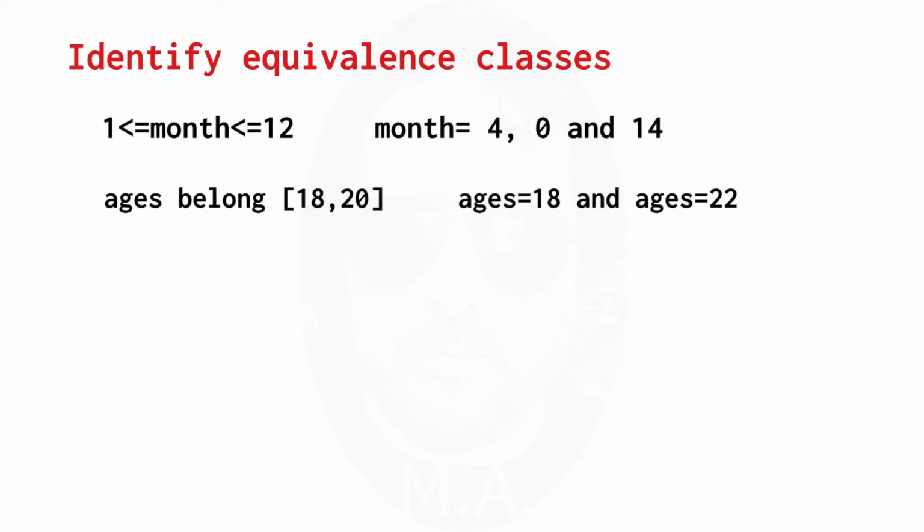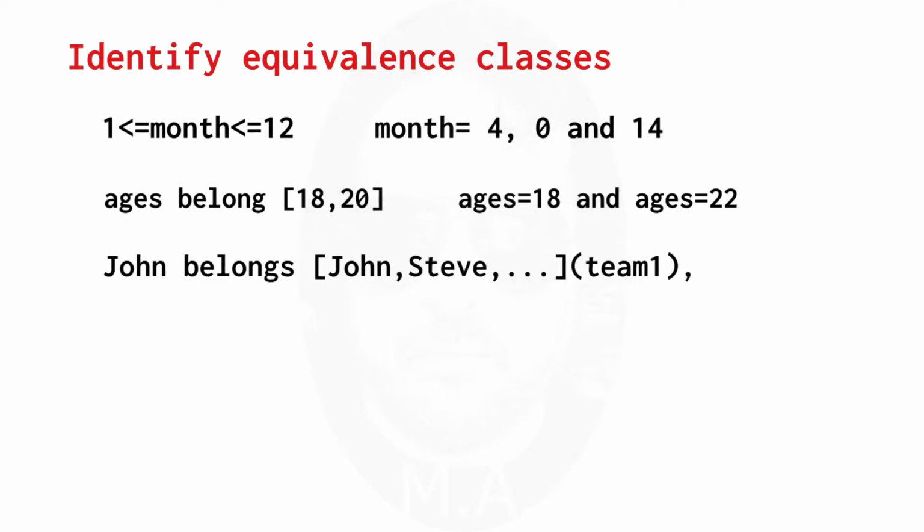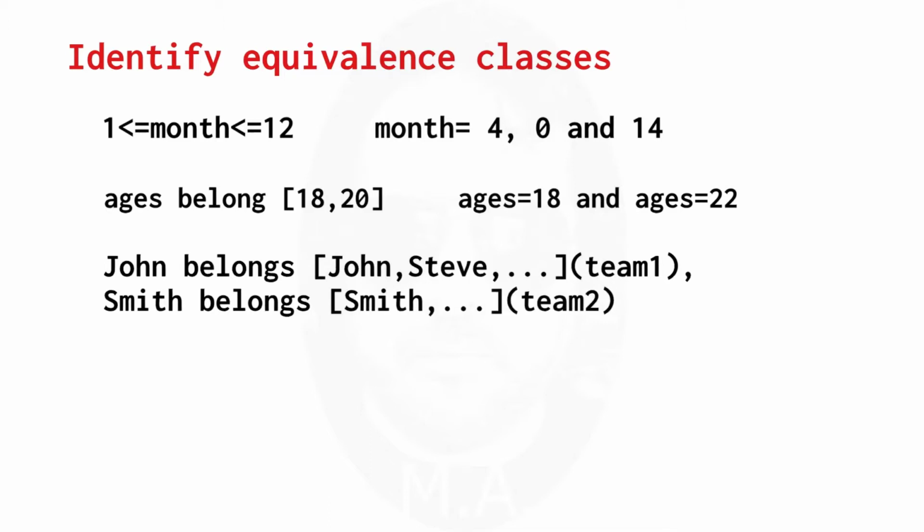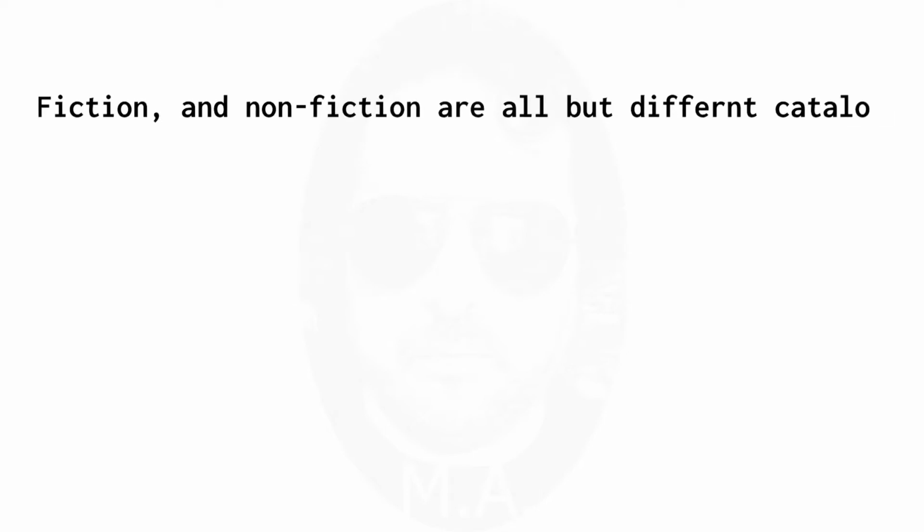If the system handles each valid input differently, define one valid equivalence class per valid input. Example: John belongs to the set John, Steve, etc. This is team number 1. And Smith belongs to the set Smith, etc. This is team number 2. If there is a reason to believe that the program handles each valid input differently, then define one valid equivalence class per valid input. An example for that: fiction and non-fiction are different catalogs.